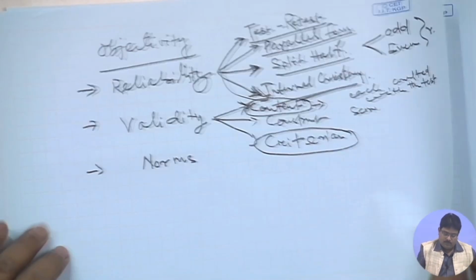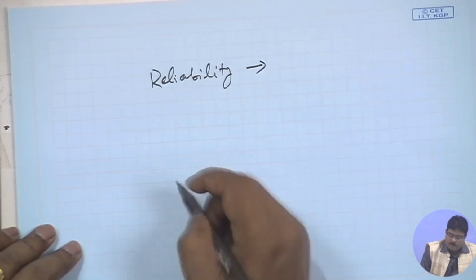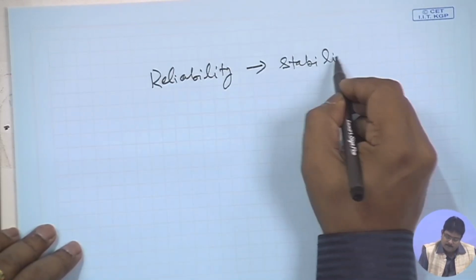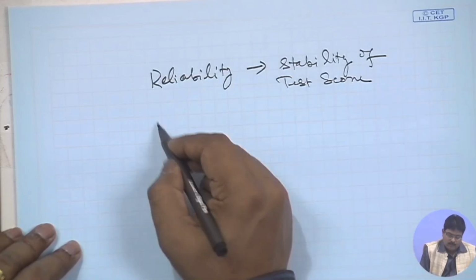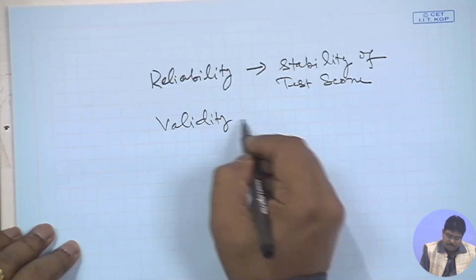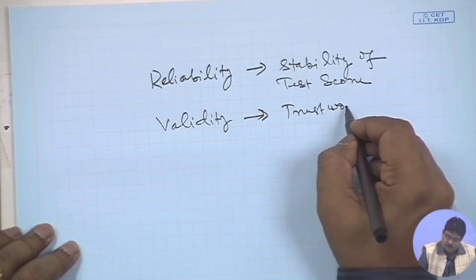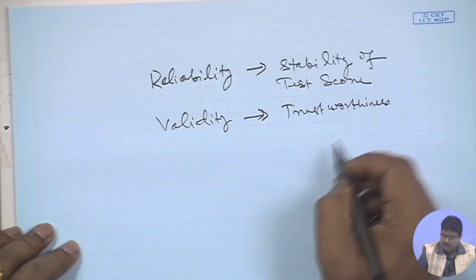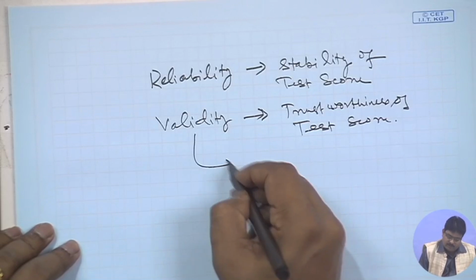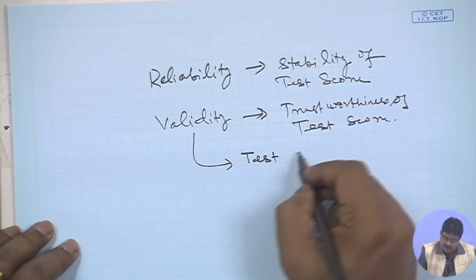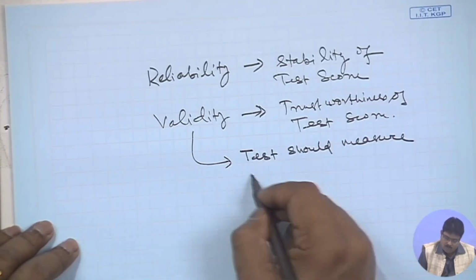So, reliability refers to the stability of test score, while the validity refers to the trustworthiness of test score. In other words, you can say the test should measure what it intends to measure.